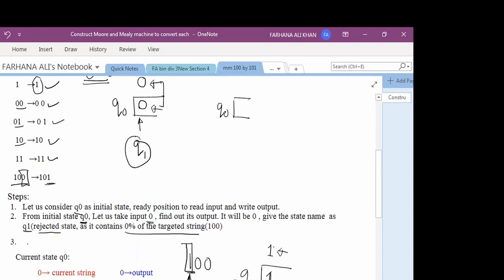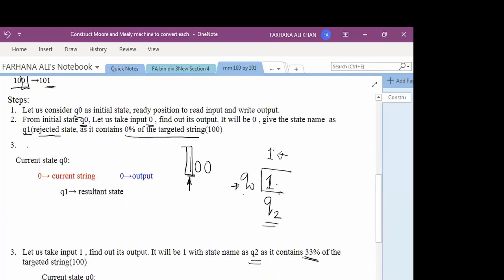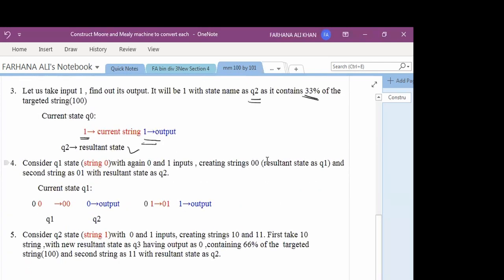This is our Q1, where the input symbol 0 is generating the same output symbol but not containing any percent of the required string. And we are having the second resultant state as Q2, which has input symbol 1 and generates the output 1. So these two states we are now going to consider. Here I have considered Q1 with the two input symbols, either symbol 0 or 1. So let me write it down.